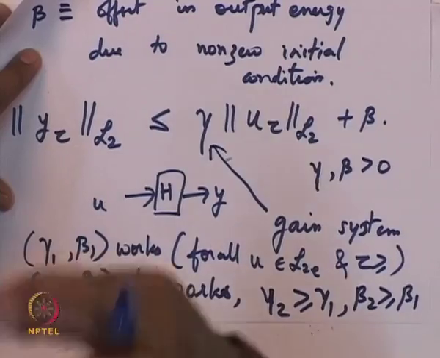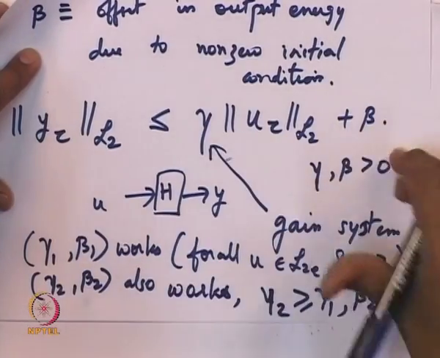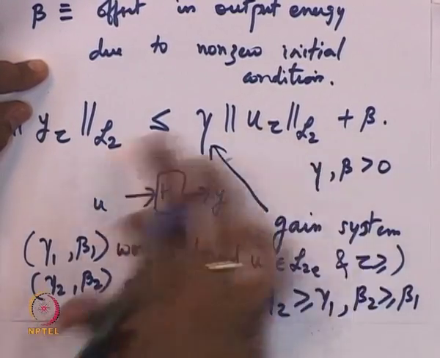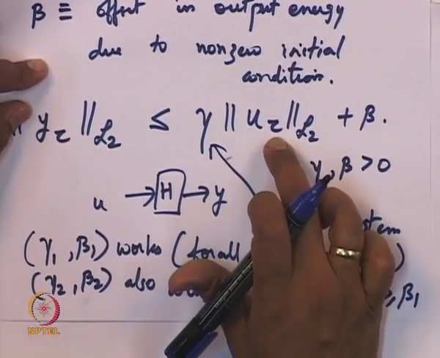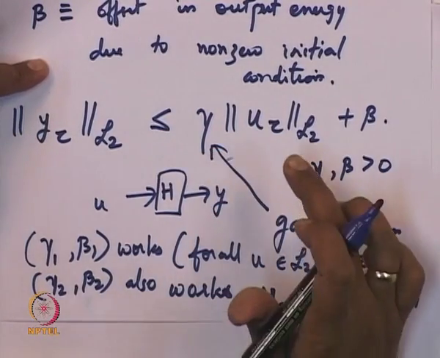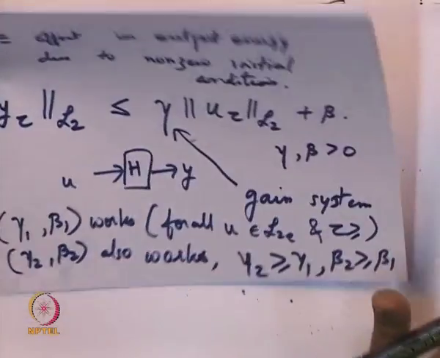One might try to say what is the minimum gamma for which this inequality holds. That minimum gamma is the minimum gamma for which this inequality holds for all u and for all tau, that is reasonable to be called the gain of the system, the infimum such gamma. But we do not need that concept in more detail. Hence, we are going to see the L2 norm, the gain of the system, only for LTI systems.